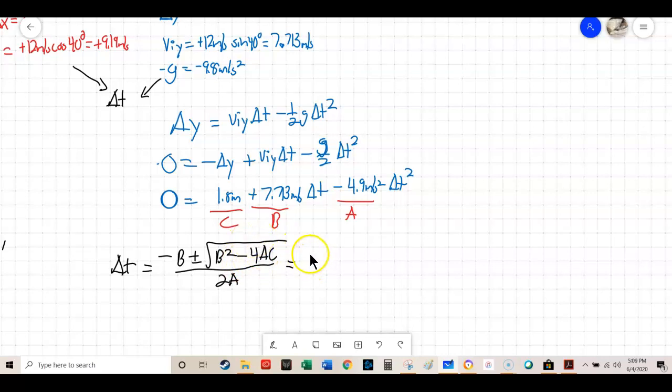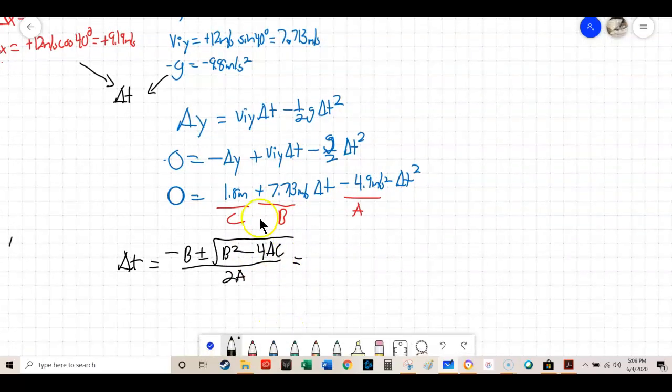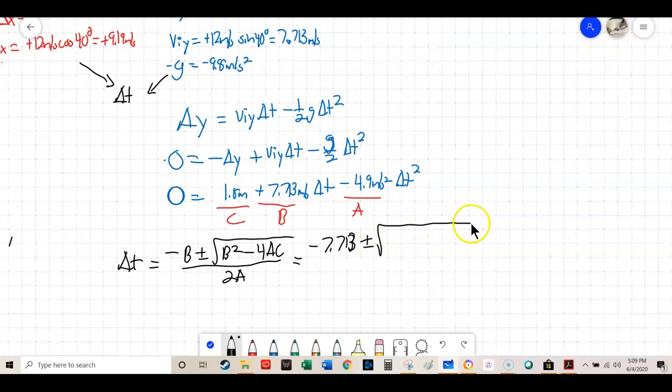Let's put in our numbers. So we're going to put in negative b, which is going to be negative 7.713, plus or minus the square root of 7.713 squared minus 4 times a, which is negative 4.9, and then times c, which is 1.8. And I don't know why I put the meters there. I'm going to erase that.